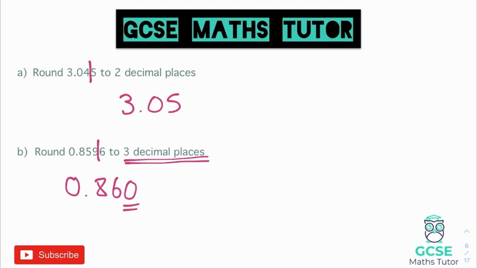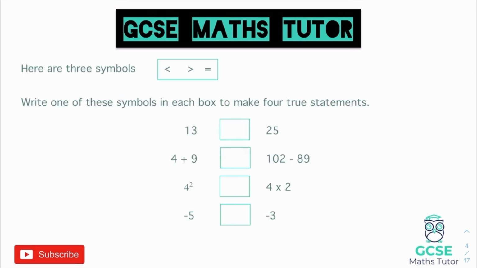Okay, so when looking at inequality notation, we just have to put some inequality symbols within these brackets or in these squares here, just to make sure that we are saying whether something is greater than, less than, or in this case we've also got equal to. So for this first one, we've got 13 and 25. Well, 13 is less than 25, so we would say less than in our box.